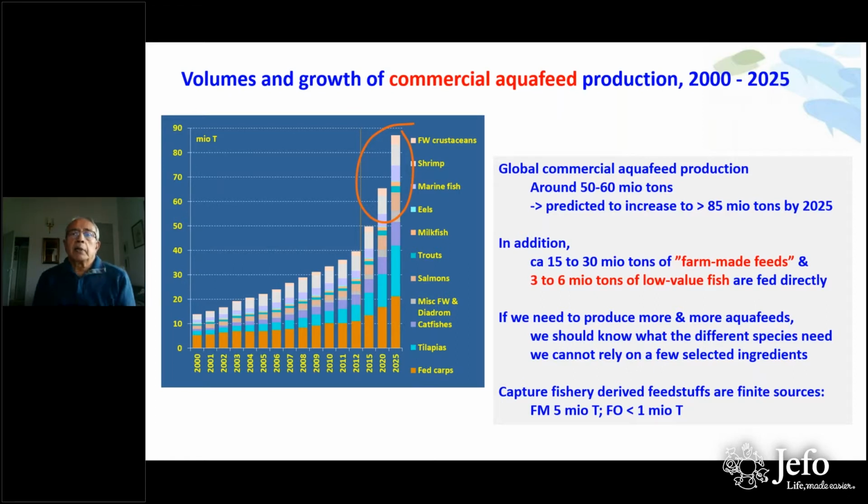As I said, if we want to rely on some of the ingredients which are commonly used in intensive aquaculture, with fish meal and fish oil, these are from capture fishery, and they are not infinite sources. There's about 5 million tons of fish meal and less than 1 million tons of fish oil.